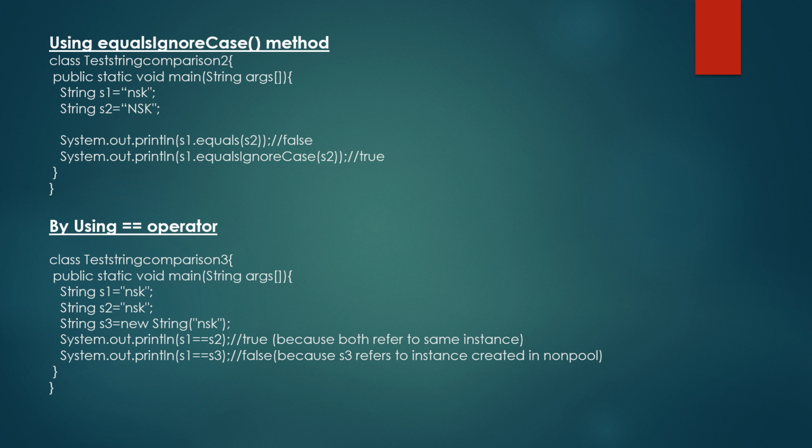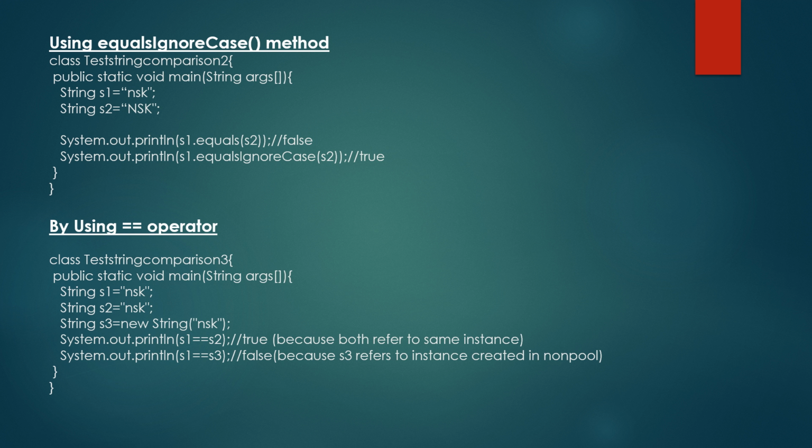The second way of string comparison is using the double equal operator. The double equal operator is used to compare the references of a string. If you see the example, string s1 is equal to NSK, s2 is equal to NSK, s3 is created by using the new keyword which is NSK. The first two are created by using string literal, the last one, s3, is created using the new keyword.